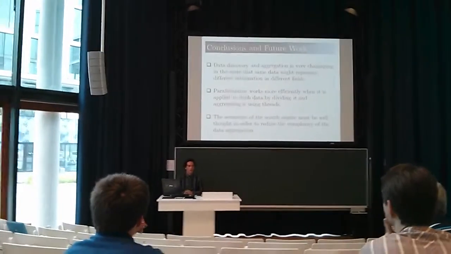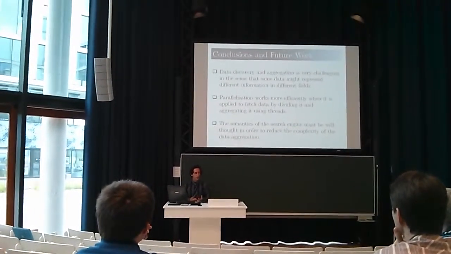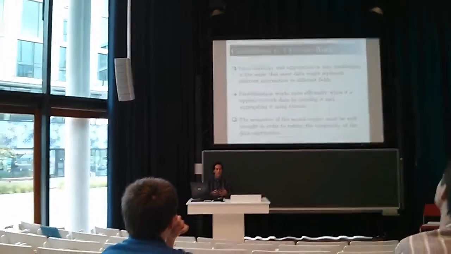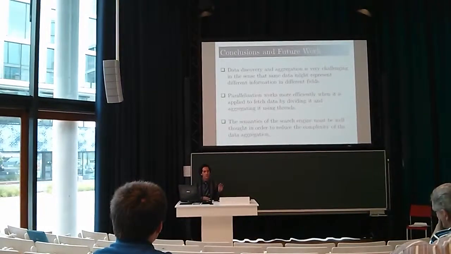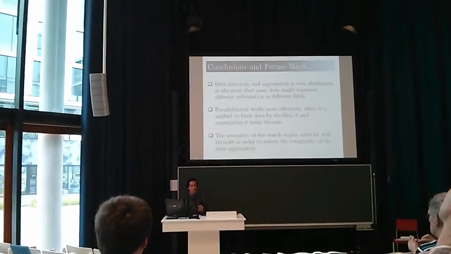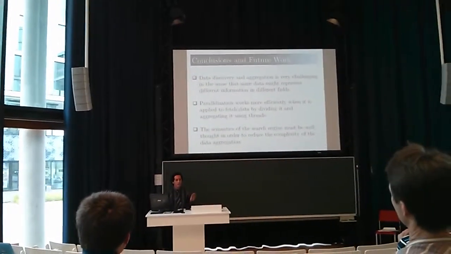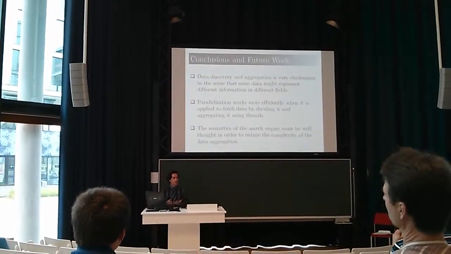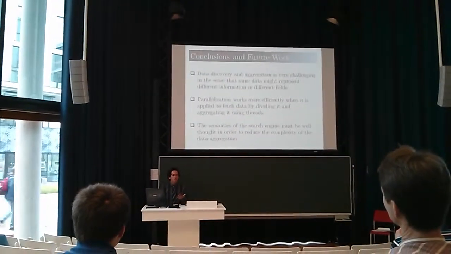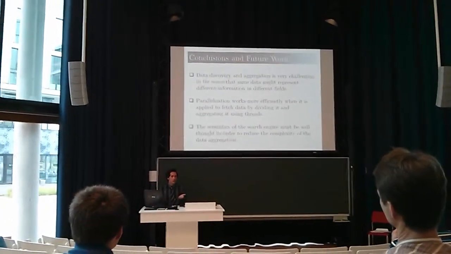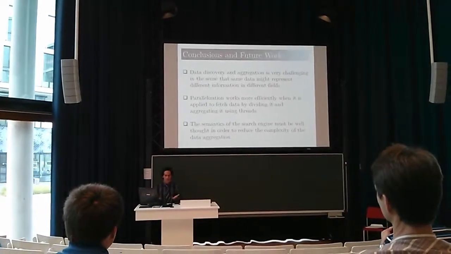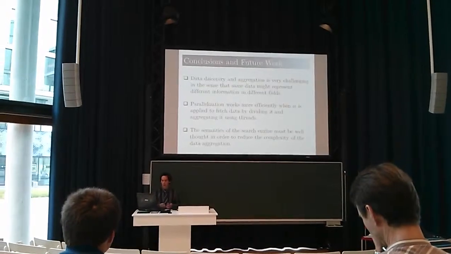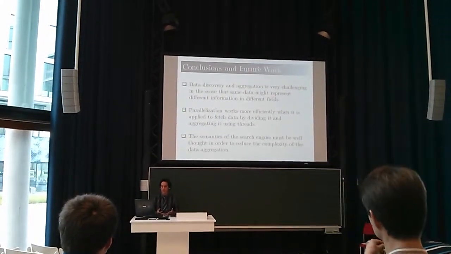So some conclusions and future work. The data discovery that we get is challenging because when you talk about data, it might mean something for some field and something else for another field. And it might be the same. For example, coordinates in astronomy are not the same as coordinates in geology. But when you go to the engine and you tell the engine, I want coordinates, the system should be able to handle that and decide what is exactly what you want. So that's one of the challenging parts.